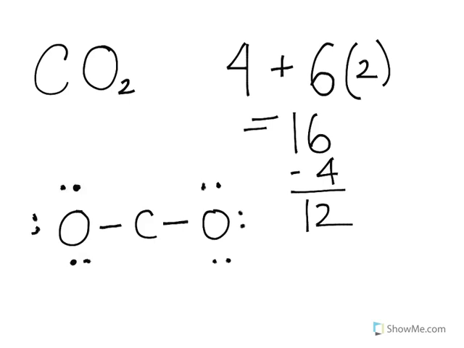So we've drawn out all 16 valence electrons, and now we have to look at each atom to see if it has a complete octet. Let's start from the oxygen on the right. 2, 4, 6, 8. There's a complete octet there. The oxygen on the left, 2, 4, 6, 8. There's also a complete octet on this left.